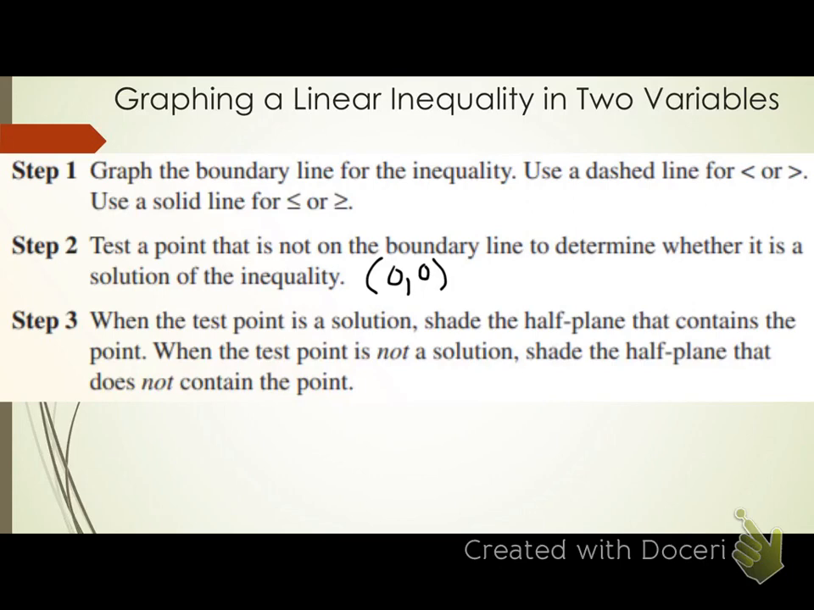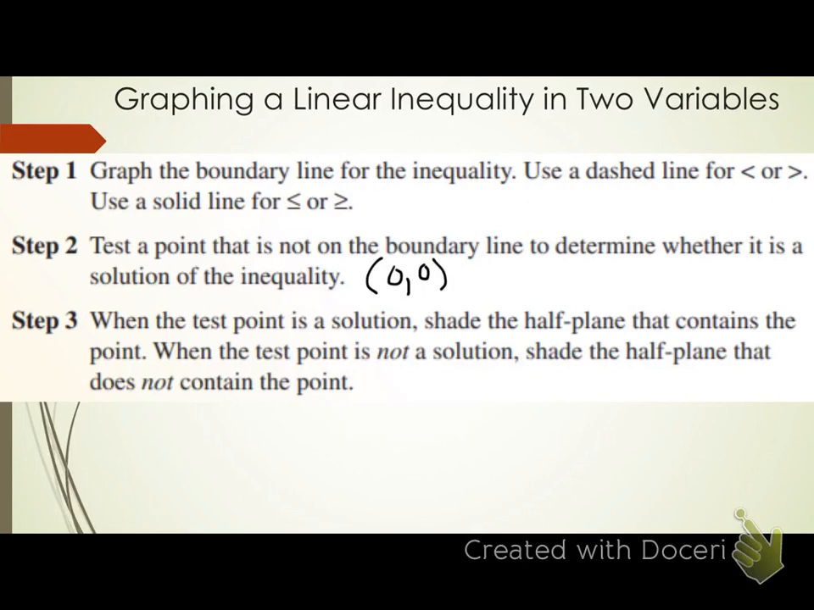After you've shaded your graph, you've got the representation of all your ordered pairs that are solutions. Okay? So like I said, I've got another way of shading that I will show you after we do our example. So pick a test point not on the line. If the test point is a solution, shade that half plane that contains the ordered pair. If it's not a solution, shade the half plane that's on the other side of the line that does not contain that ordered pair.